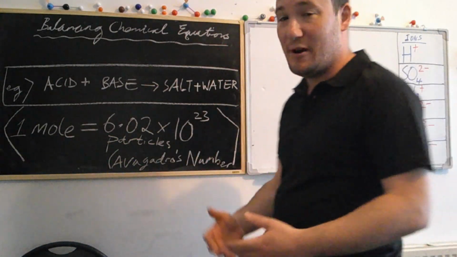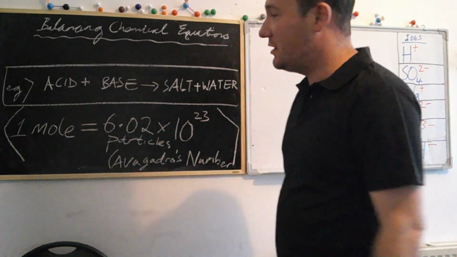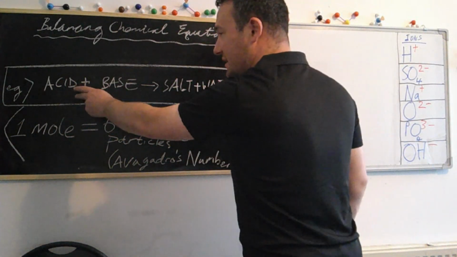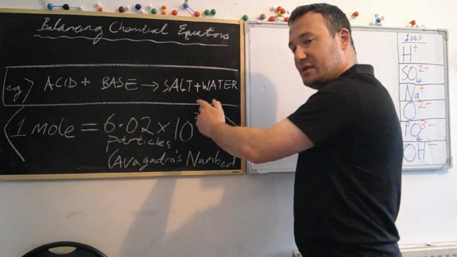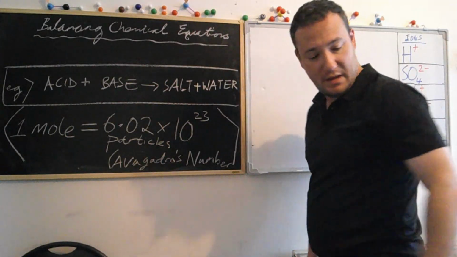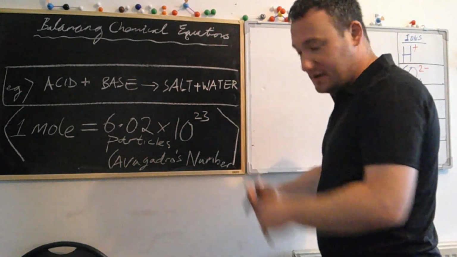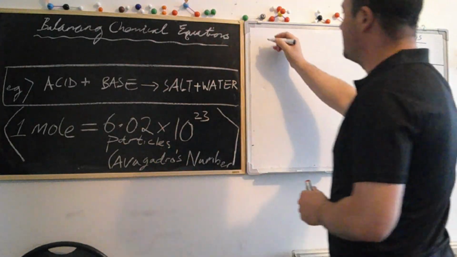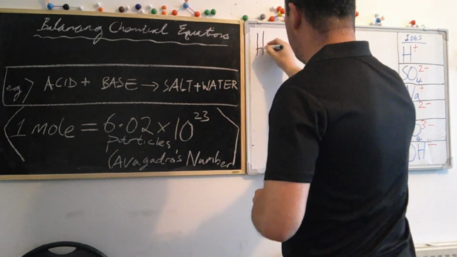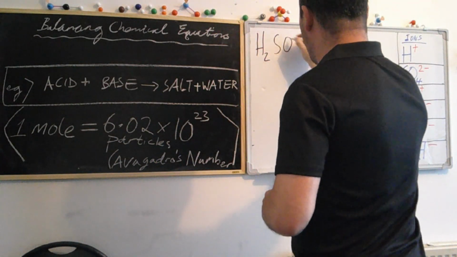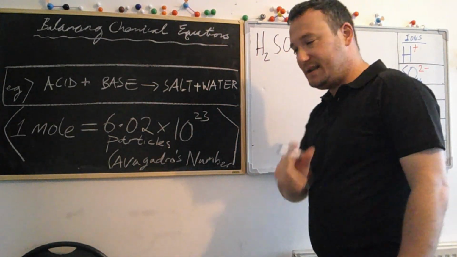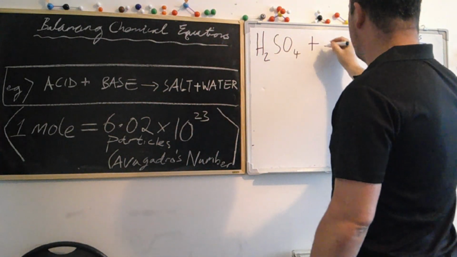Now there are many equations in chemistry, but this example I've chosen is a classic. An acid plus a base goes to a salt plus water. Okay? So as my first example, I'm going to choose sulfuric acid. So that's H2SO4. And for my base, I'm going to choose sodium hydroxide.